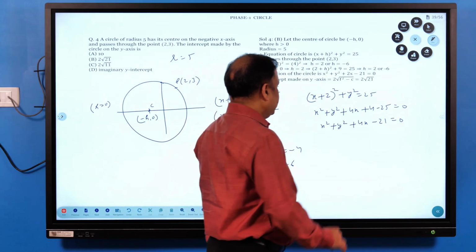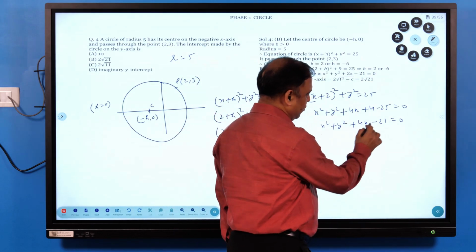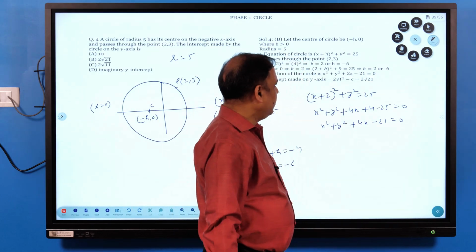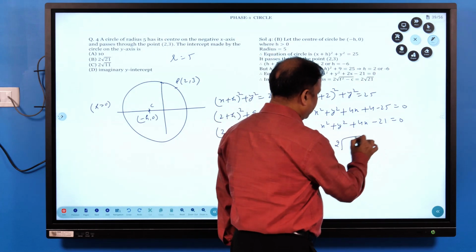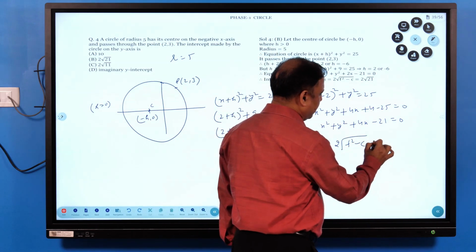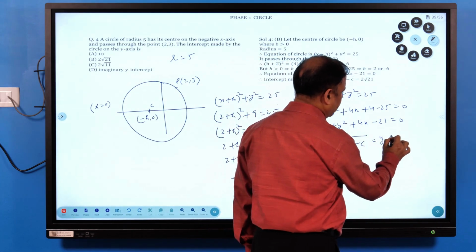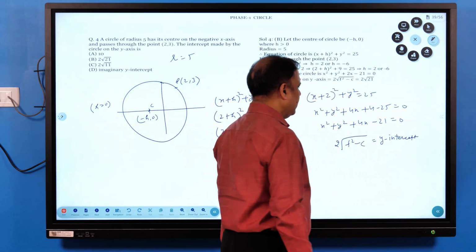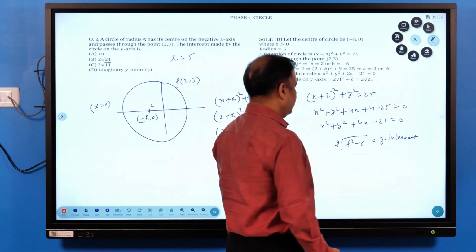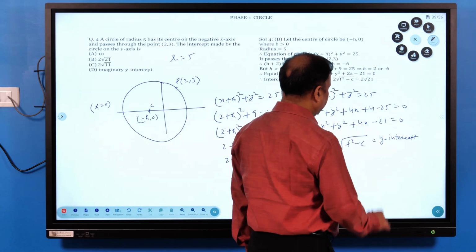So the y-intercept: either you can put x equal to 0 and get it, or the y-intercept is 2 under root of f square minus c. This is the y-intercept. Two under root of f square minus c.